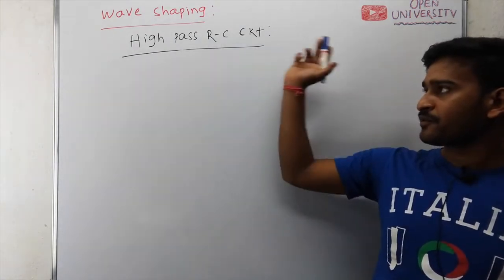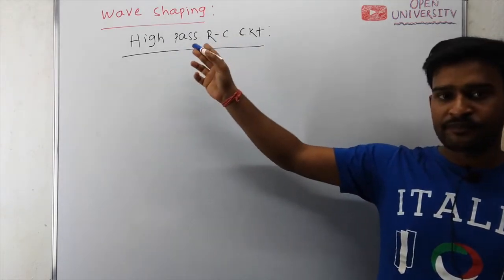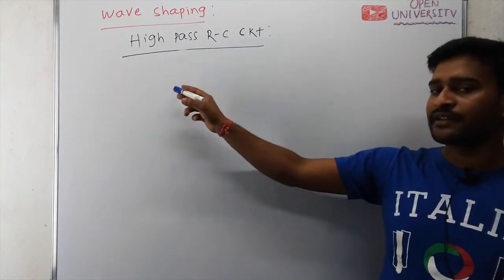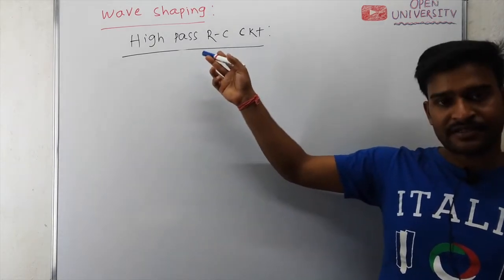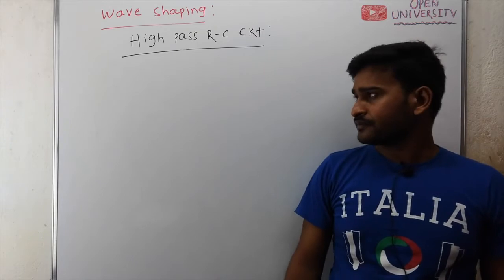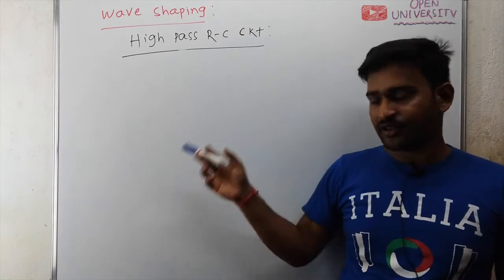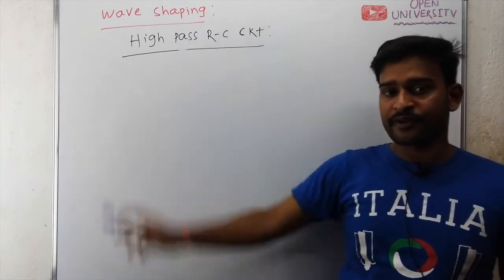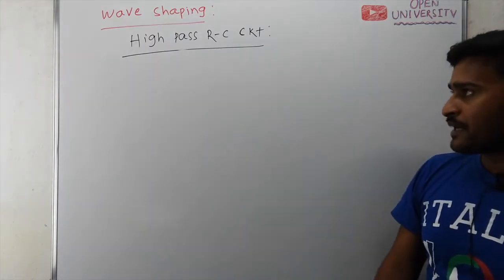Then we discussed the first topic of wave shaping circuits, that is the high pass RC circuit. In this circuit, we calculated the magnitude of gain, which is 1 by square root of 1 plus (FL by F) squared, and the phase of the gain, which is tan inverse of FL by F. Then we saw the magnitude of gain versus frequency curve, and that the high pass RC circuit has a lower cutoff frequency, FL. This was our discussion of the high pass RC circuit.